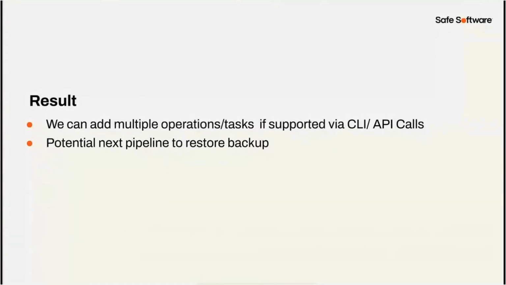Now, we can add other supported flow operations and tasks via API calls or flow CLI commands as well. This is just the basics. The next step could be to run a backup and restore pipeline job on Jenkins to get a fully automated upgrade process. However, we are not demoing that today. Instead, we are going to be looking at a project migration next as our final pipeline example.